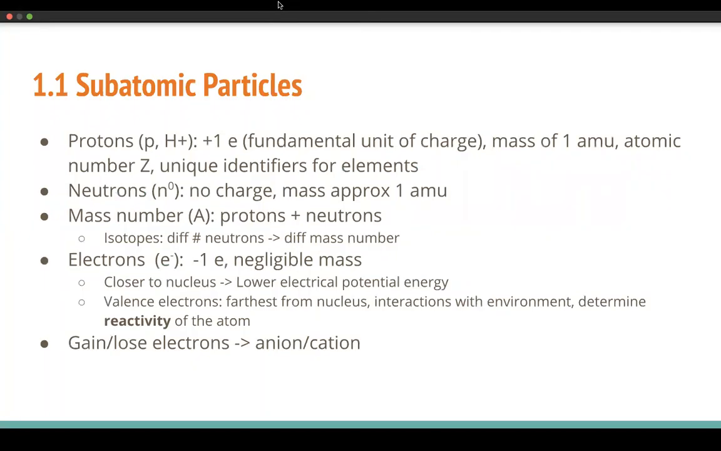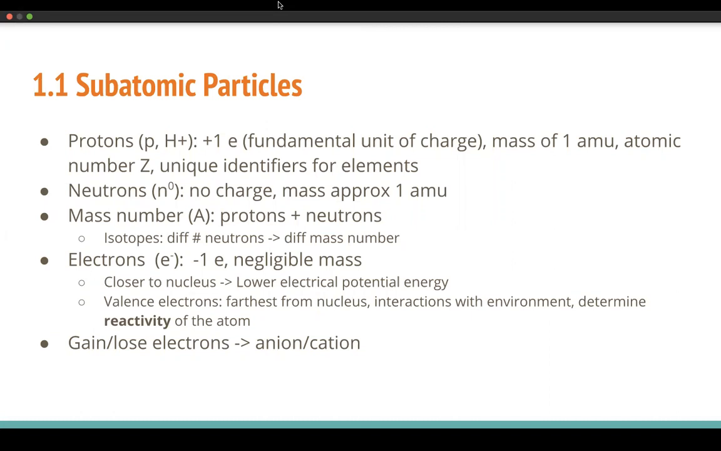Firstly, I think this is something that everybody knows: protons are positive. They're just +1. e is the fundamental unit of charge. I don't think it's super important exactly how much it is, just that it's the charge of a proton. And the mass of a proton is 1 atomic mass unit. This comes from the carbon-12 atom.